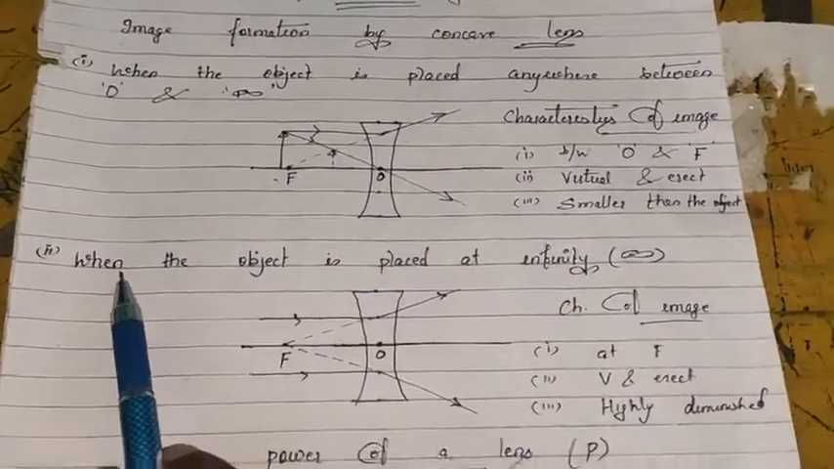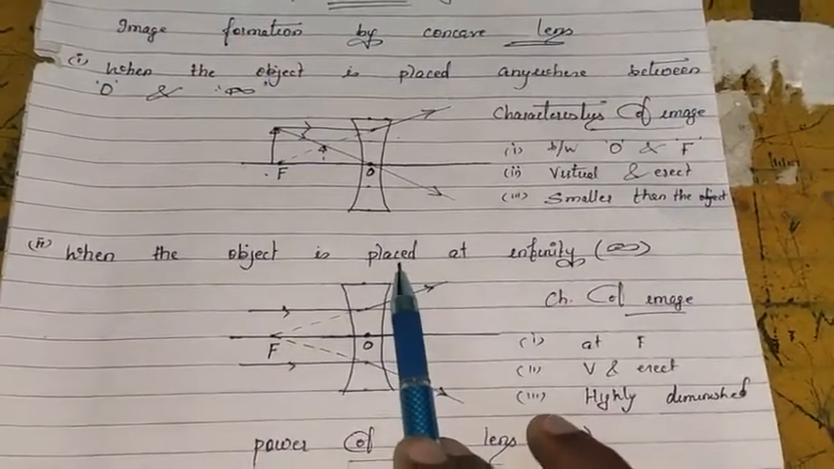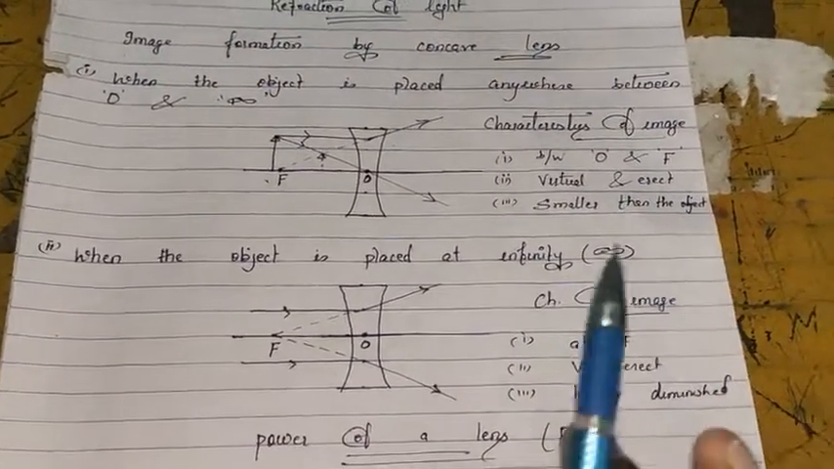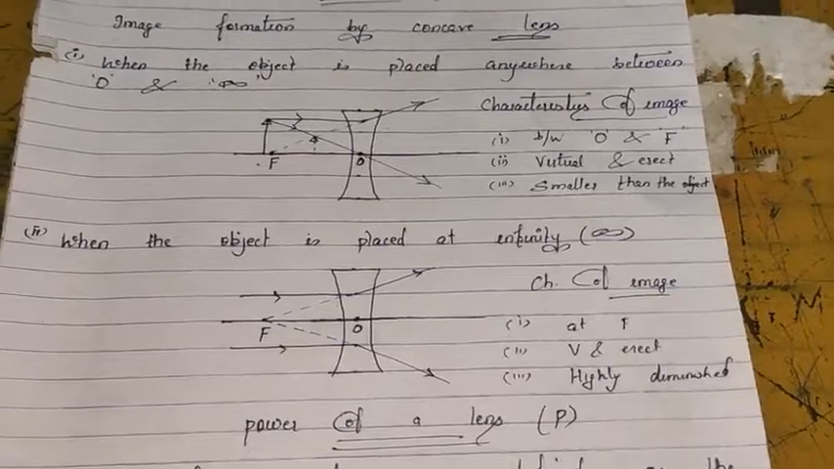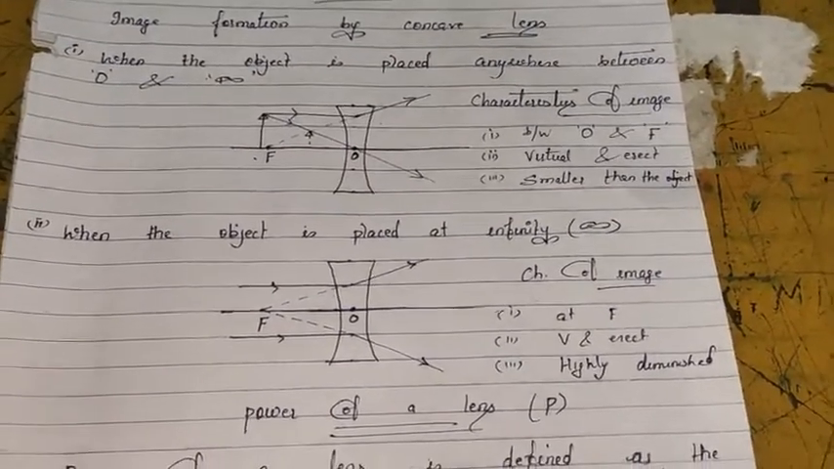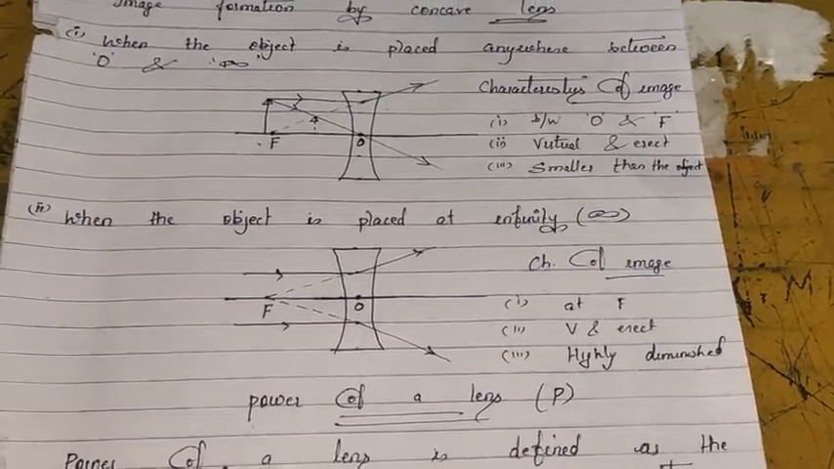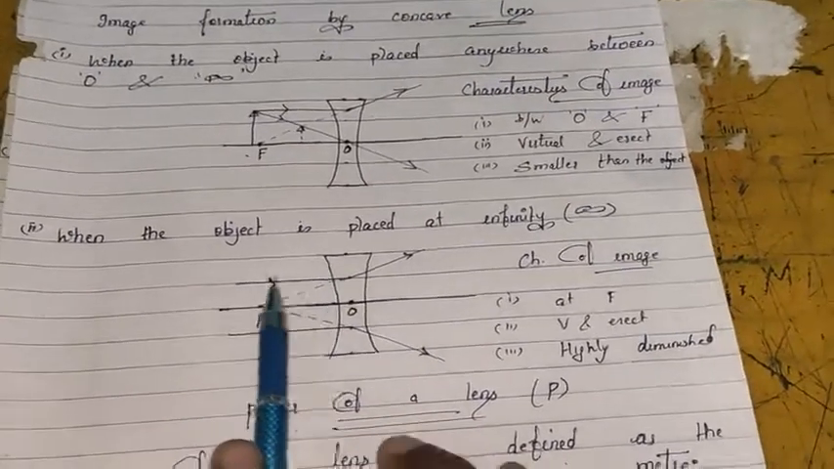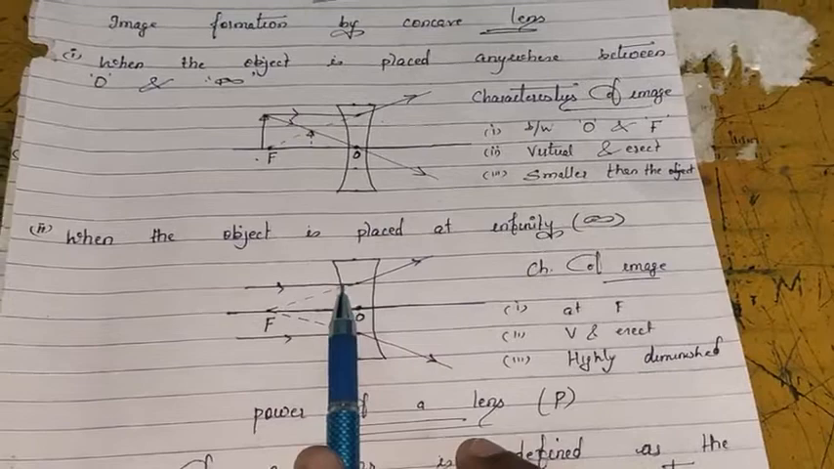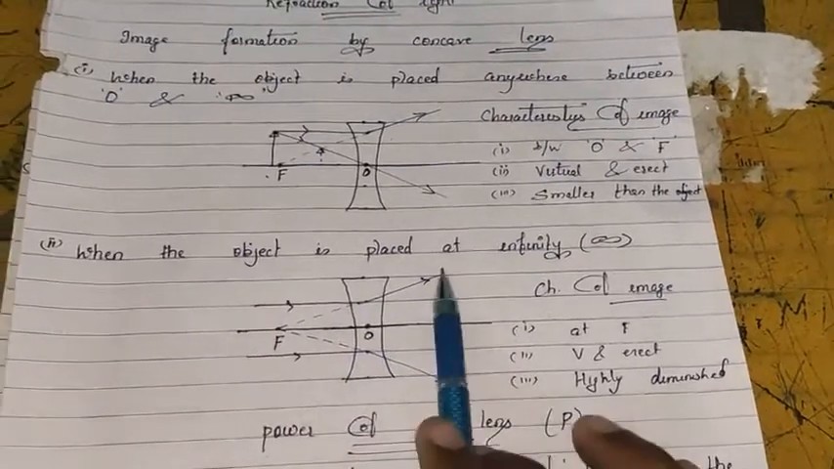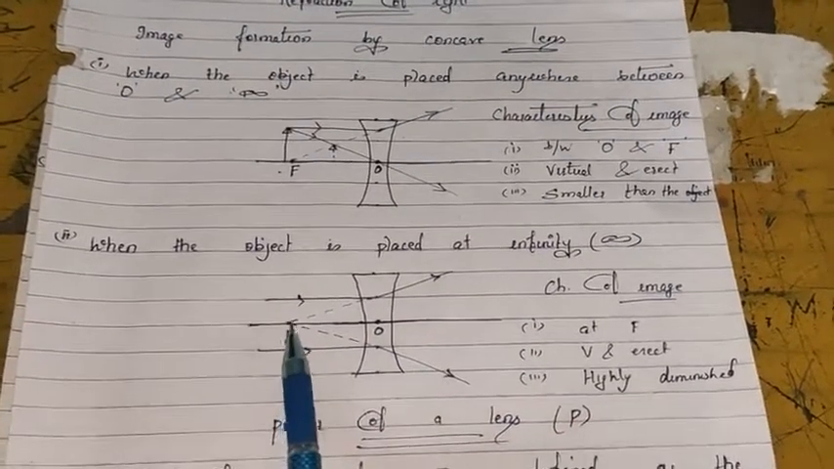In the second and the last case, when the object is placed at infinity, and dear students, we are not here to show the object placed at infinity. Only we have to select 2 rays coming from infinity which are parallel to the principal axis. So this ray is parallel to the principal axis. By rule, it should appear to be coming from focus after refraction, like this.